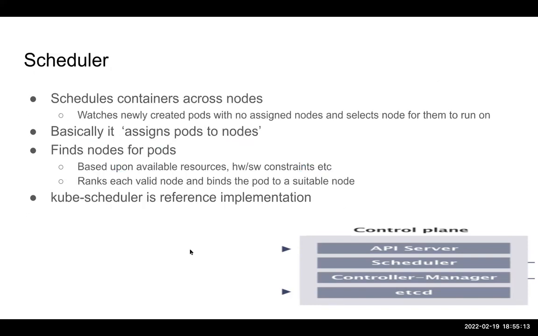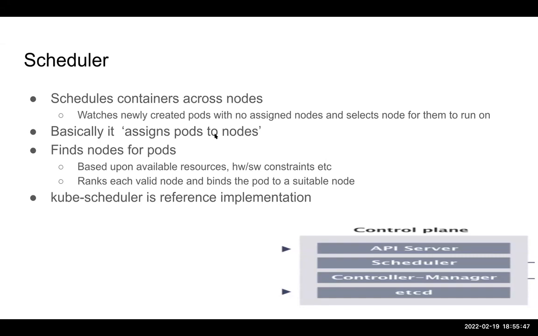A scheduler. So we discussed the API server, now we are on the scheduler. So what does the scheduler do? It schedules containers across nodes using pods. It watches newly created pods with no assigned nodes and selects nodes for them to run on. So if someone has requested a new pod to be created, the pod gets created, and now it needs a node where it needs to run. That's why the scheduler comes into play. So basically, at a very high level, it assigns pods to nodes.